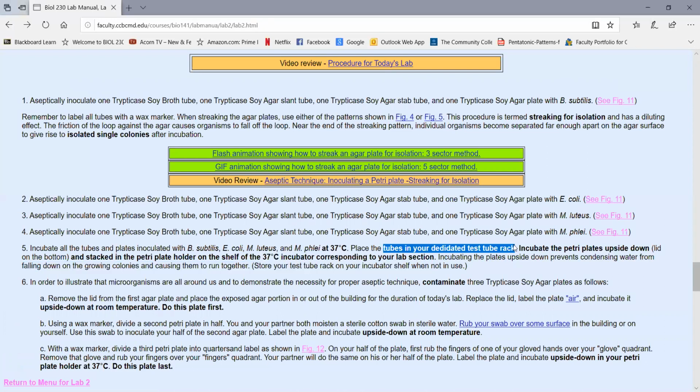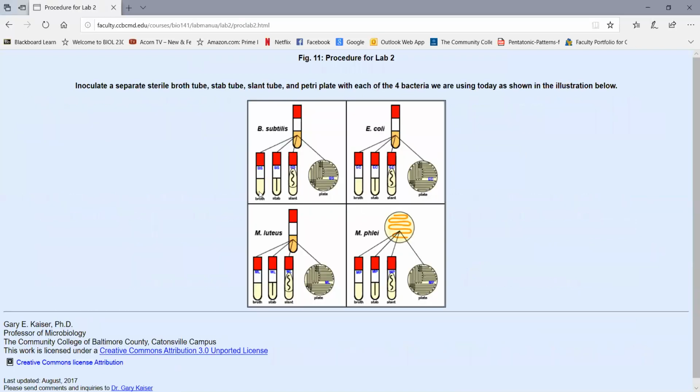Now remember, when you start the lab, before you do inoculations, make sure you label every broth tube, stab tube, slant tube, and Petri plate with the organism you're growing on that plate. BS for Bacillus subtilis, EC for E. coli, ML for Micrococcus luteus, MP for Mycobacterium phlei. Make sure you have them labeled so you know which organism is growing in which medium next time.